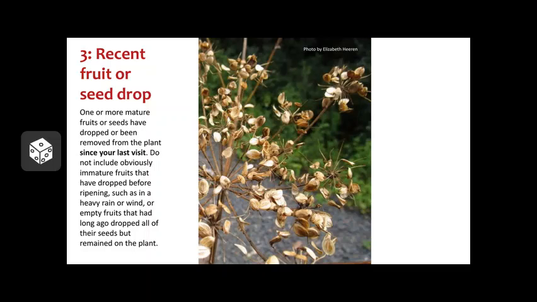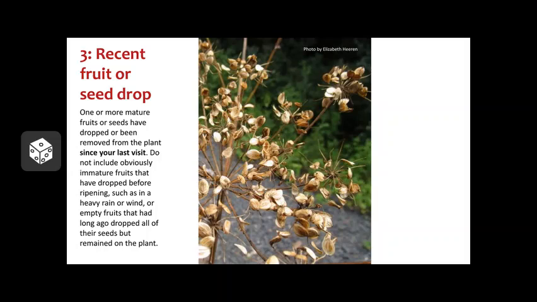The last fruit phenophase, called recent fruit or seed drop, can occur at the same time as the fruits and ripe fruits phenophases. This phenophase is defined as when one or more mature fruits or seeds have dropped or been removed from the plant since your last visit, not including obviously immature fruits that have dropped before ripening, such as in a heavy rain or wind, or empty fruits that have dropped their seeds long ago but remained on the plant. If you compare this plant to when you saw it last, and there are fewer fruits present, you can answer yes to the recent fruit or seed drop phenophase.